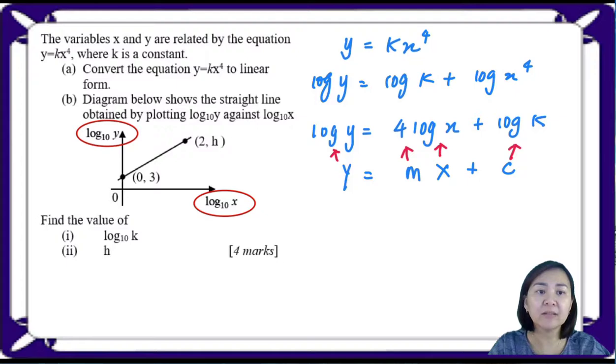To answer part B, which is to find the value of log k, refer to the intercept of y. From the diagram, we notice that our intercept of y is equal to 3. Therefore, our log k is equal to c, which is equal to 3.